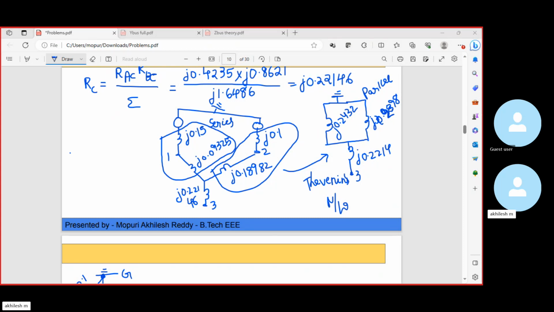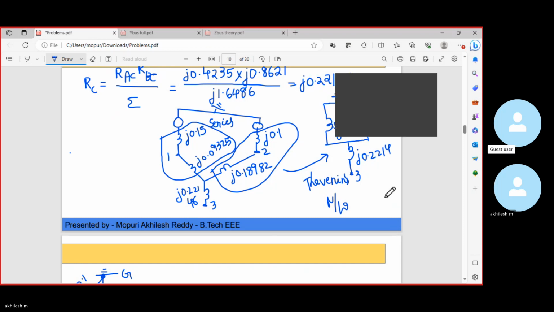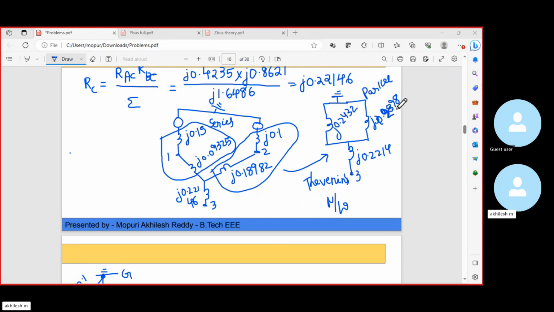Hello, am I audible? Yes, Akhilesh. Hello. Yeah, Okay, you're can you audible. find the parallel combination of 2898 and 2432? Just a minute. Is 0 point. Okay. This is the fault point.